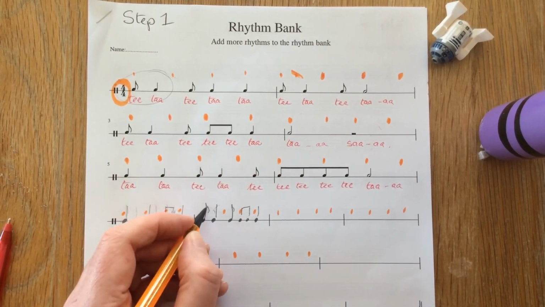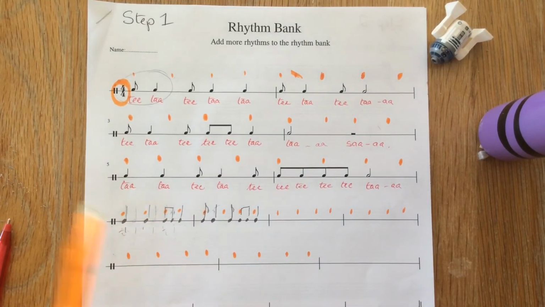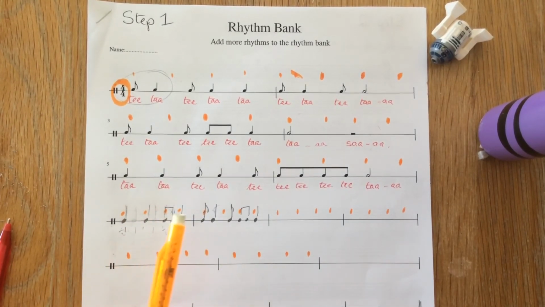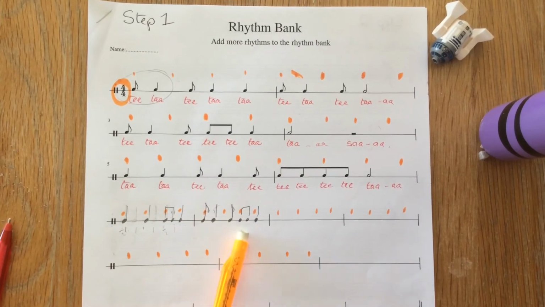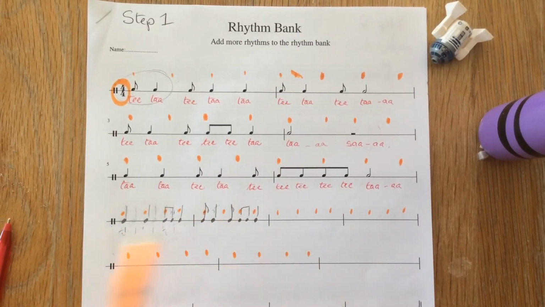Okay, so what have we got there? I hope you can see that nice and clearly. We've got ti ti ta, ti ta, ti ti ti ta. We'll clap that together. 1, 2, 3, 4.